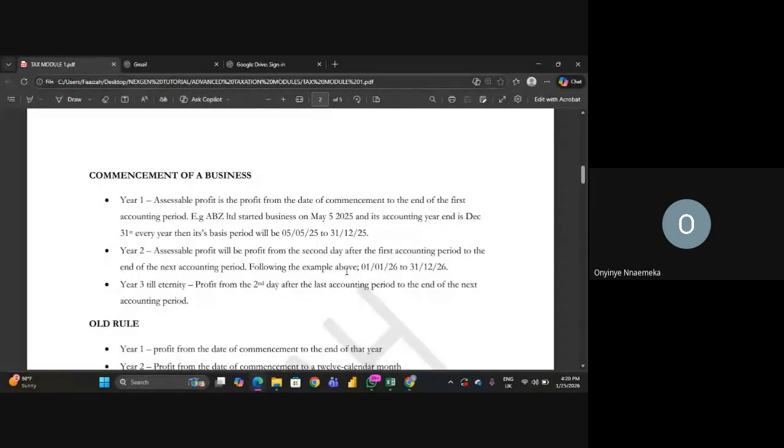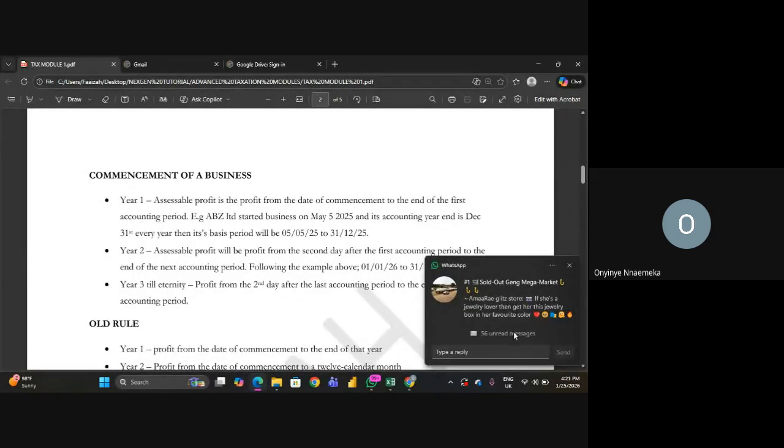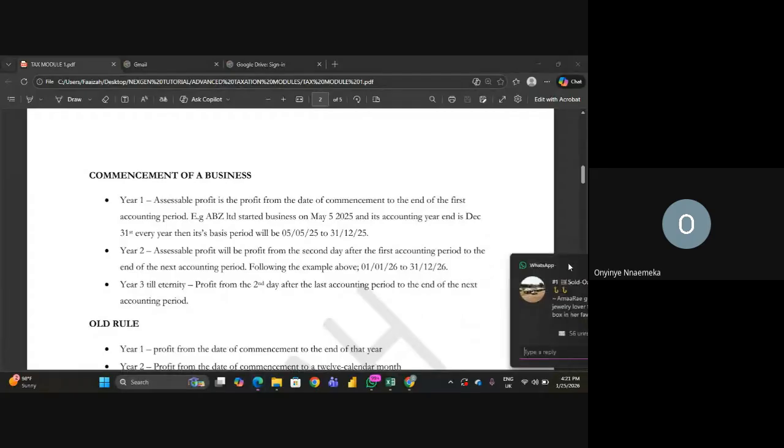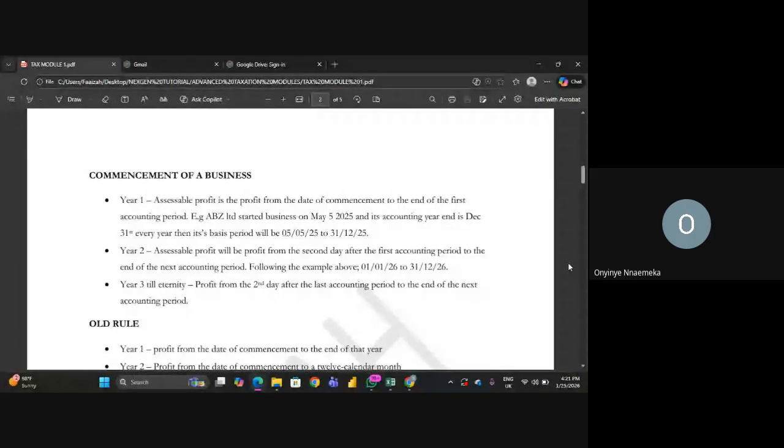Now let's talk about the new rule before we move to the old rule. We are focusing on the new rule. We're just going to be reminding ourselves of the old rule so that if you have any question that falls into using the old rule, it's not going to be difficult to understand. So now for the new rule, we have the first year of assessment. The assessable profit for the first year of assessment will be the profit from the date of commencement to the end of the first accounting period. That's for year one. So now let's take an example.